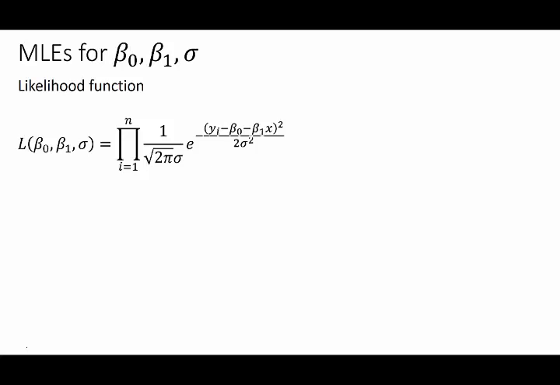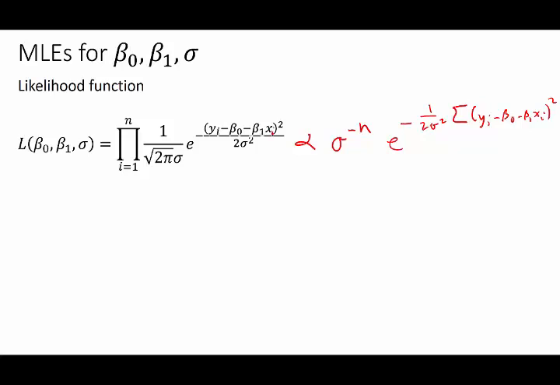So rewriting our PDF from the previous slide as a likelihood function now, we can simplify this, and I'm going to use proportionality here to get rid of the square root of 2 pi stuff because it's not going to make a difference. So we're going to have sigma to the negative n, and then e to the negative 1 over 2 sigma squared times the sum of the yi minus beta naught minus beta 1 xi.